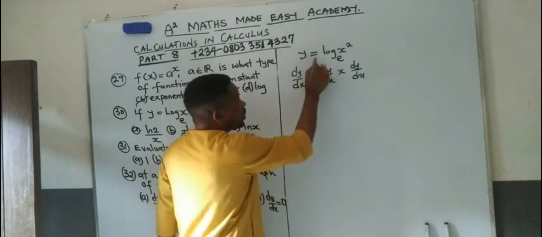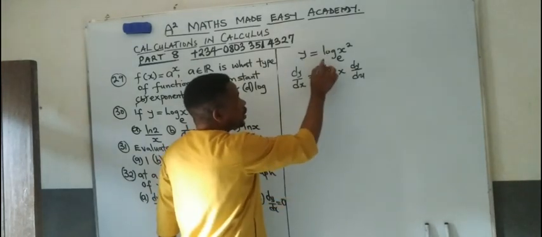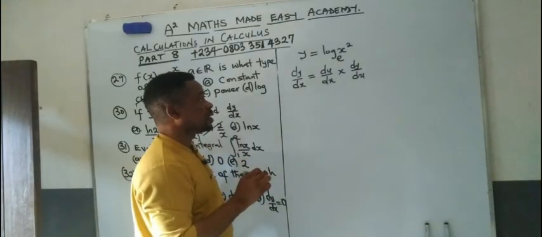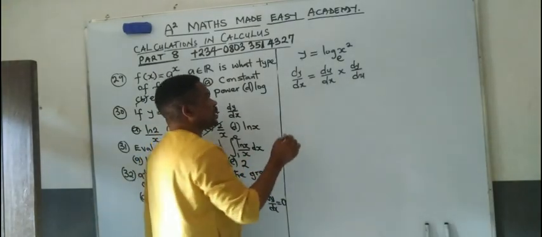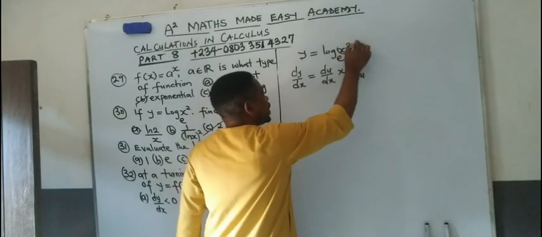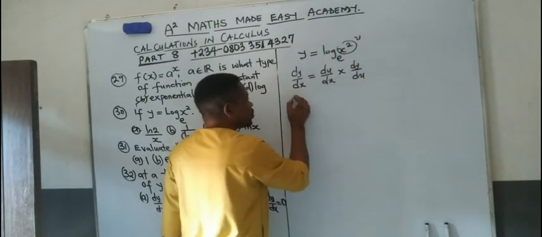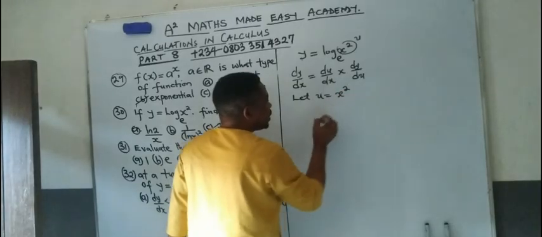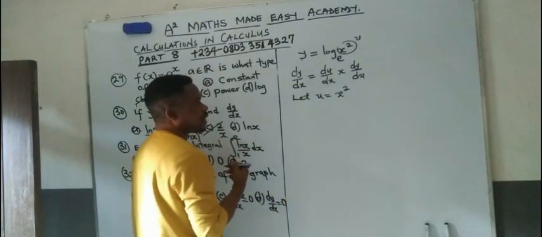But had it been that the question starts with x before log, it is no longer chain rule. We call it differentiation by product rule. Can we go ahead now? Now the question is, consider this x squared as what? U. So we now say let u be x squared.